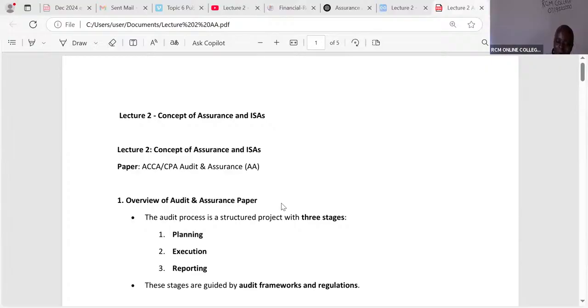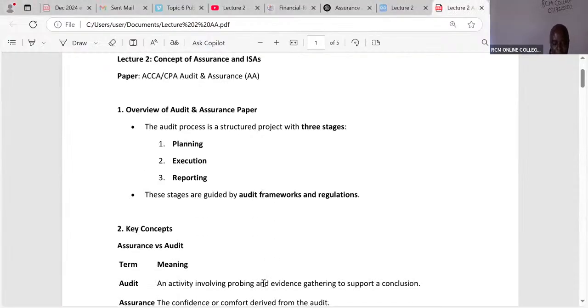But ladies and gentlemen, any audit that you are given has three basic steps. Of course, apart from those preambles, the etiquette issues in audit. So for example, when I get an audit, I should be able to talk to the outgoing auditor. I can't just take an audit engagement without talking to the outgoing auditor, etc. But the main thing here is this audit process is normally structured just like any project. There must be planning, there must be execution, and then there must be reporting. These stages are normally guided by audit frameworks and regulations that we shall be able to discuss, the key concepts.